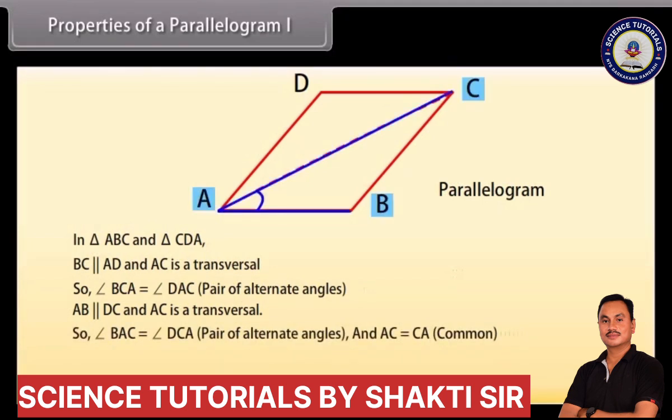So, angle BAC is equal to angle DCA because these are pair of alternate angles, and AC is equal to CA because this is common in both the triangles. So, by using ASA rule, triangle ABC is congruent to triangle CDA. Or we can say that diagonal AC divides parallelogram ABCD into two congruent triangles ABC and CDA.